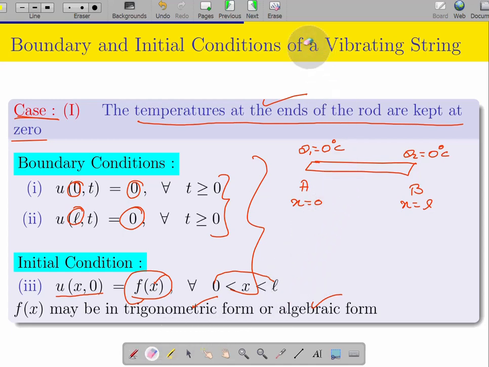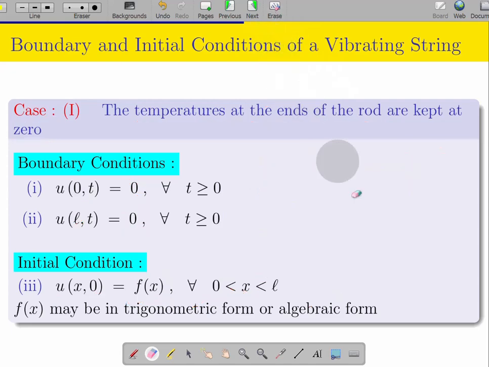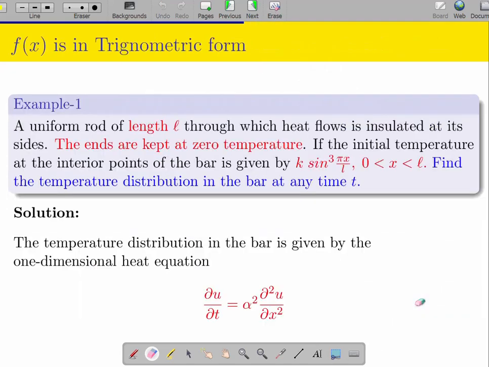Okay, now we go to see the next slide. Now we are going to consider f(x) in trigonometric form. The first form: the uniform rod of length L. Let us consider any rod whose length is L. Here x is equal to 0 at point A and x is equal to L at point B.